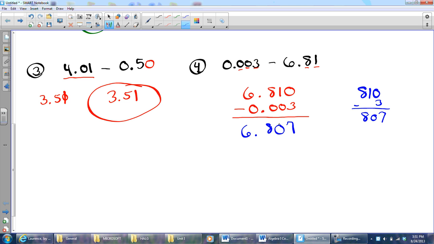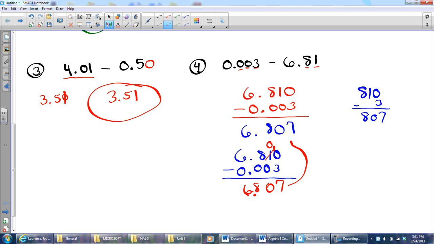I can do it more traditionally if you like. I'll write it down in traditional fashion. And let's see, I can't take 3 away from 0, so I have to borrow, turning that into 10. 10 minus 3 is 7. 0 minus 0. 8 minus 0. 6 minus 0. Notice I get the same exact answer as here, but it was a lot easier to work with.